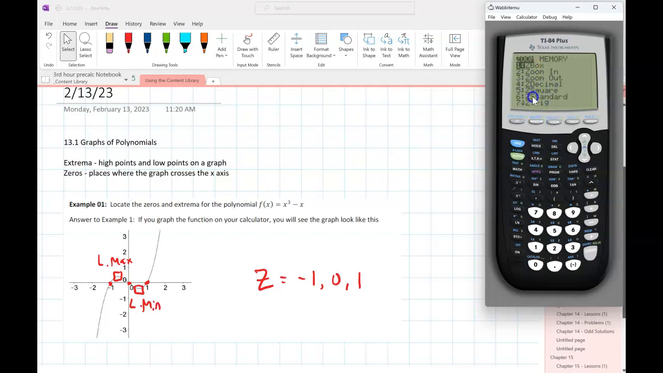We've been doing all kinds of funny zooming, so I'm just going to do zoom standard to get my graph. So I know that I have a local maximum here and a local minimum there. I'm going to use the max command to find the local maximum. I'm going to move my cursor somewhere left of where that maximum is, and then somewhere to the right of where I think that maximum is, and then the guess doesn't matter. So negative 0.577 and then 0.385.